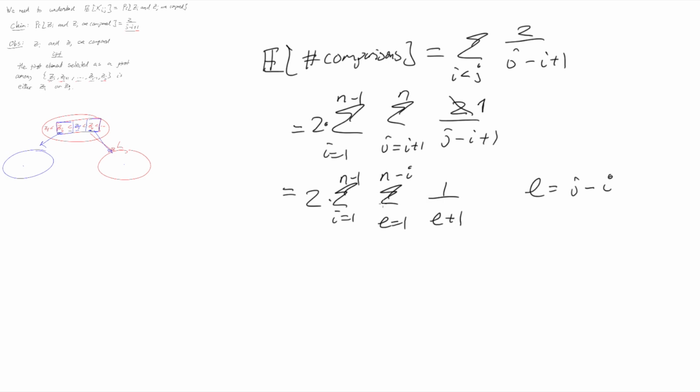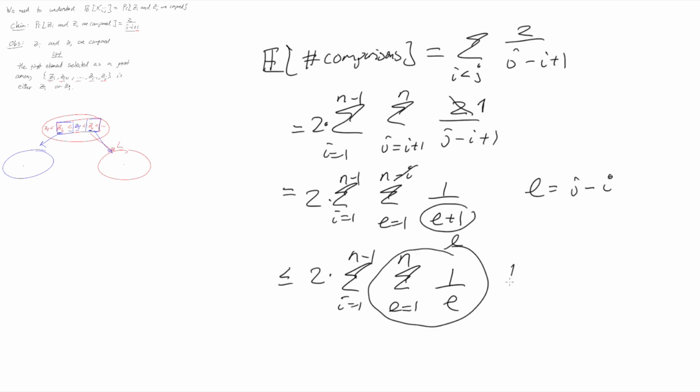But this we can now upper bound by replacing this here by simply L. That will only make it bigger. And we can sum from 1 to n. So instead of summing from 1 to n minus i, we allow ourselves to sum from 1 to n. That can only make it bigger. So this is at most 2 times the sum over i from 1 to n minus 1, the sum over L from 1 to n, of 1 over L. But now I think you recognize this sum. This is nothing but the nth harmonic number. So that's equal to the nth harmonic number.